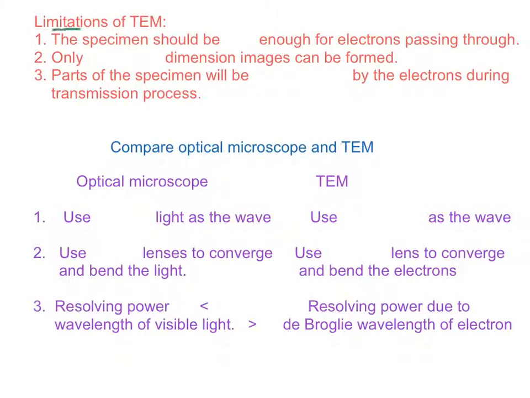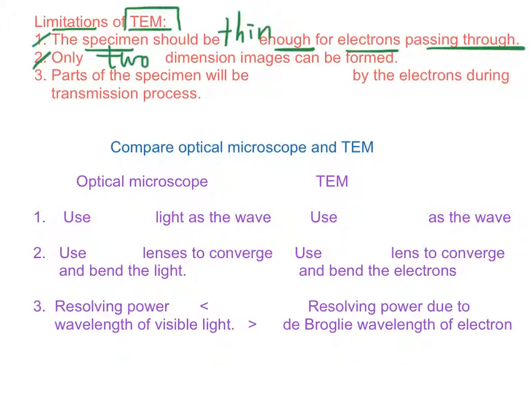There are limitations of transmission electron microscope. The first limitation is that the specimens should be thin enough for the electron to pass through. Second, only two-dimensional image can be formed. Thirdly, parts of the specimens will be damaged by the electrons during transmission process.